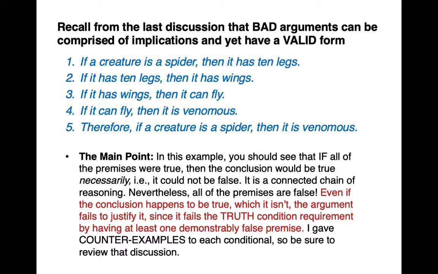But in this case, all of the premises are actually false. Even if the conclusion happens to be true, which it isn't here, the argument doesn't justify it. It fails the truth condition requirement by having at least one demonstrably false premise. When I say demonstrably false, I mean we are able to show that it's false. I gave counterexamples to each conditional in the discussion, so again, review that discussion.